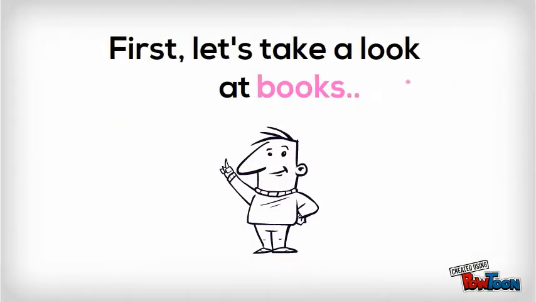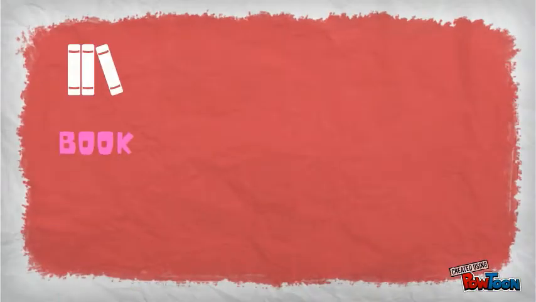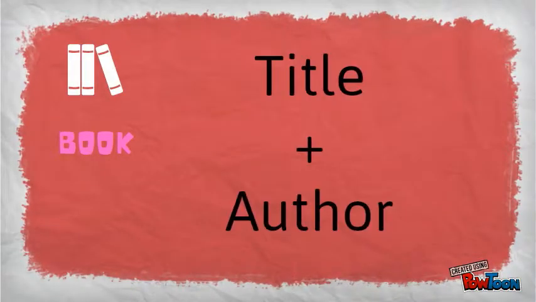We'll start off with a look at books. Books are published and extended works. You need to cite the title and the author so we know who said it and from where.